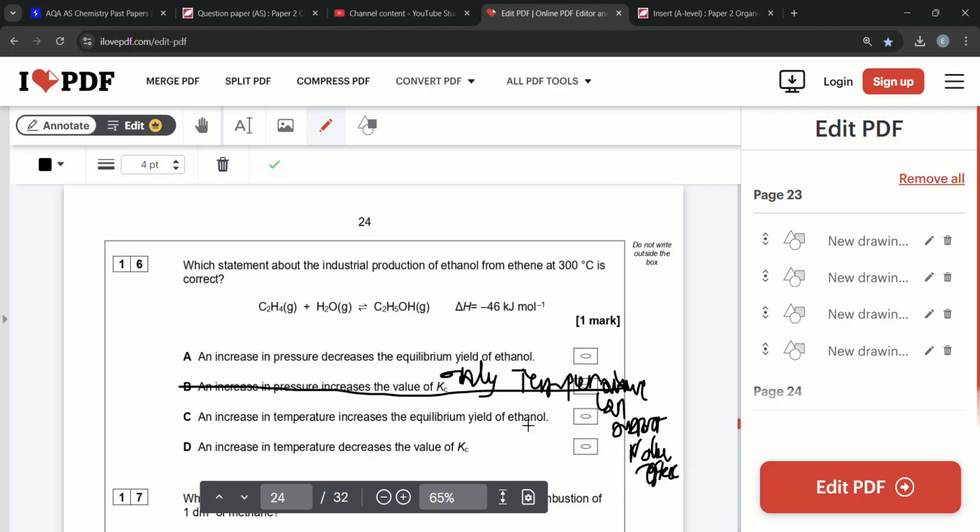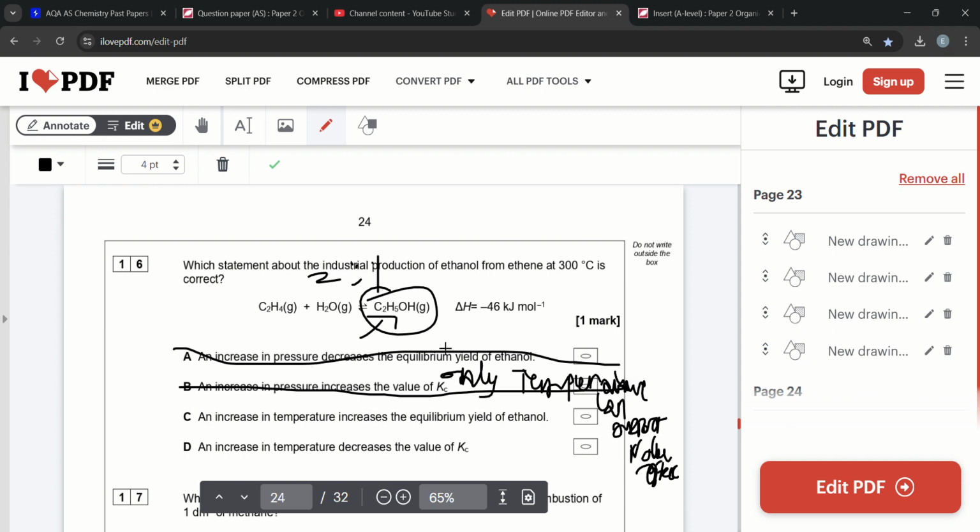Increase in temperature. Okay, now let's do the increase in pressure: does it decrease the equilibrium yield of ethanol? We've got 2 moles here, we've got 1 mole here. If we increase the pressure, we're going to shift to the side with fewer moles of gas, which is the right hand side. So that's ethanol, so it's actually going to increase the equilibrium yield of ethanol, so that's false.